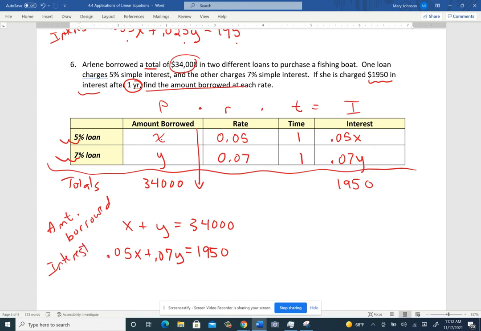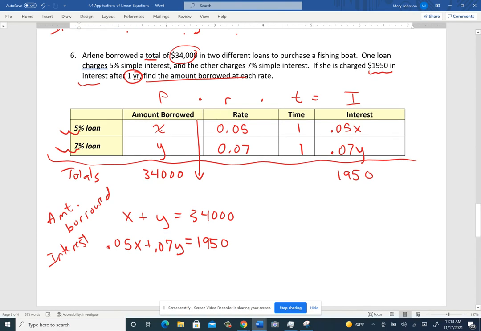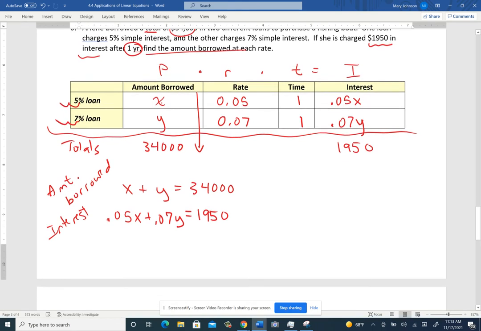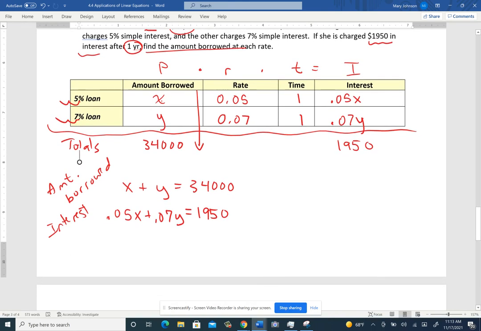Now we should discuss the reasonableness of taking out a loan for a fishing boat. Okay, I mean, if that's her livelihood, maybe it makes sense, but it seems kind of extravagant. All right, so we'll go back and solve that in the next video.